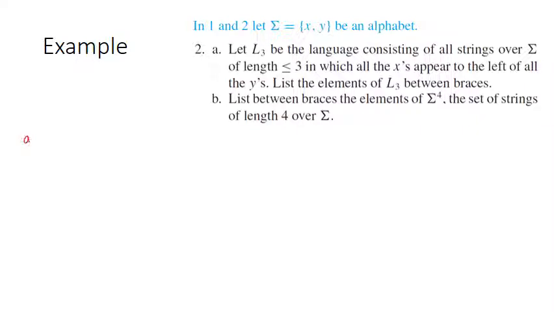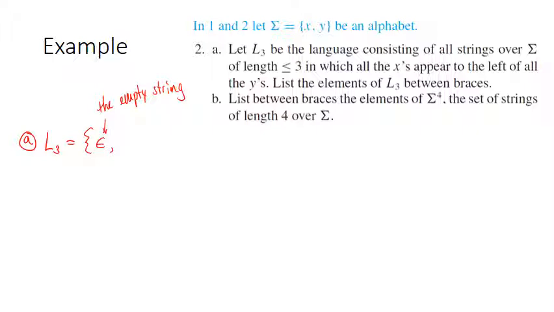Okay, so let me go ahead and do this. To do this systematically, I'm going to start with the smallest string, or the shortest string. So the shortest one would be epsilon, the empty string. Okay, so this is the empty string. Alright, so that's length 0. So 0 is less than or equal to 3, so we can include that one.